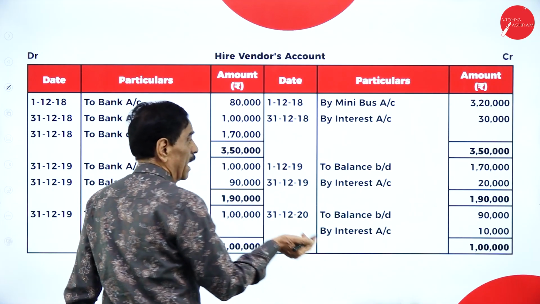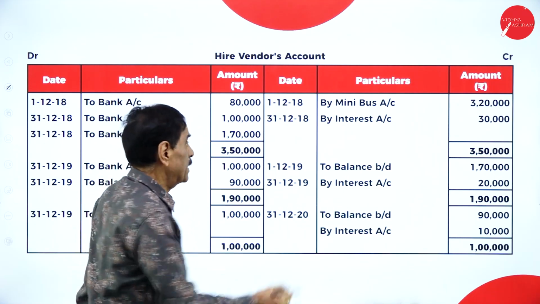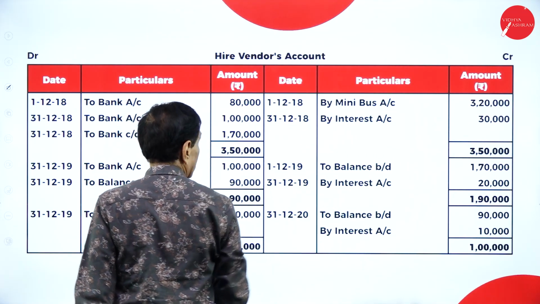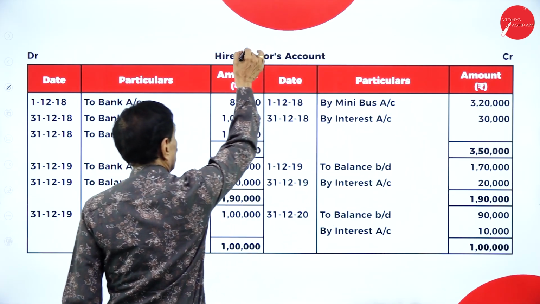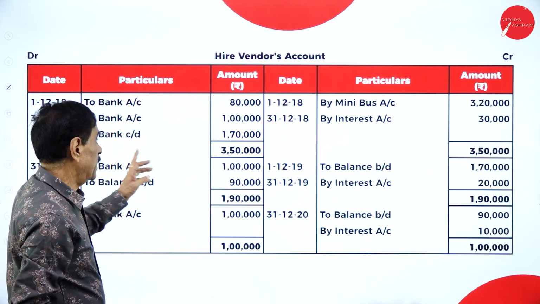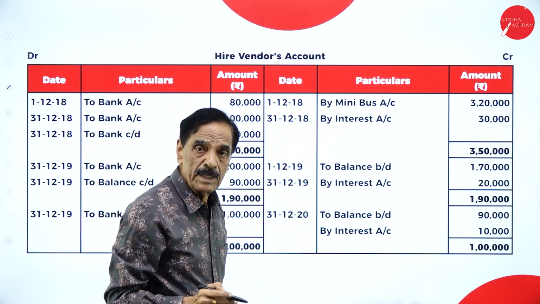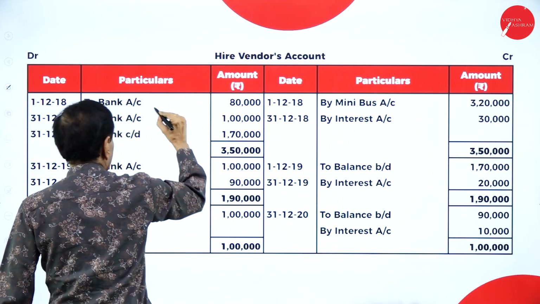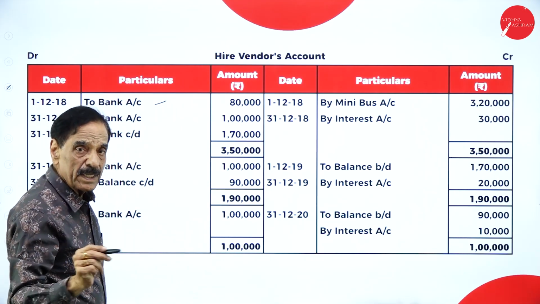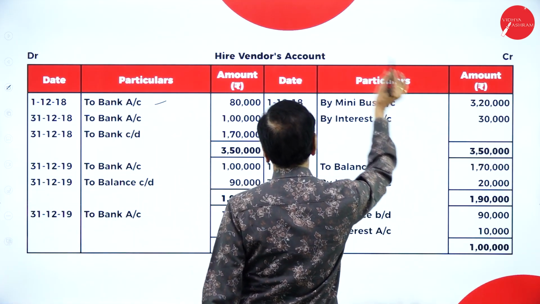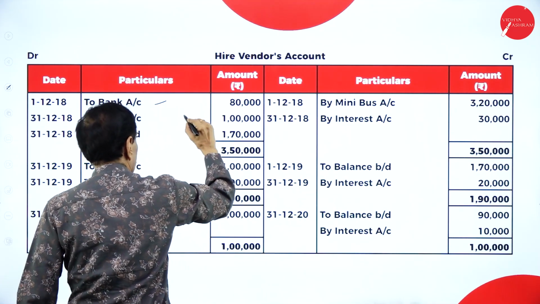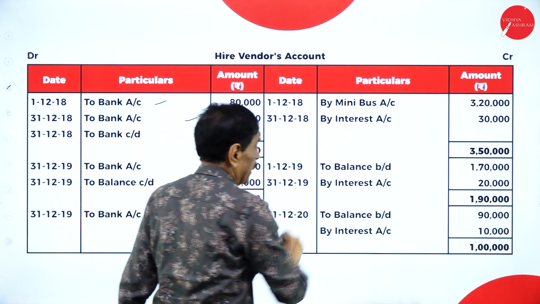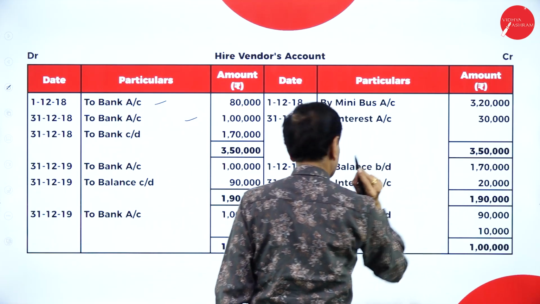What's the entry? Hire seller, asset account debit to hire seller account, debit to bank account, interest account debit to hire seller account debit to bank account. What's the cost of the machinery? 3 lakh. Entry, minibus account debit to hire seller account, debit to bank account. Interest of this year, interest account debit to hire seller account, first installment. Balance is 1,70,000. Here, brought down this 1,70,000.